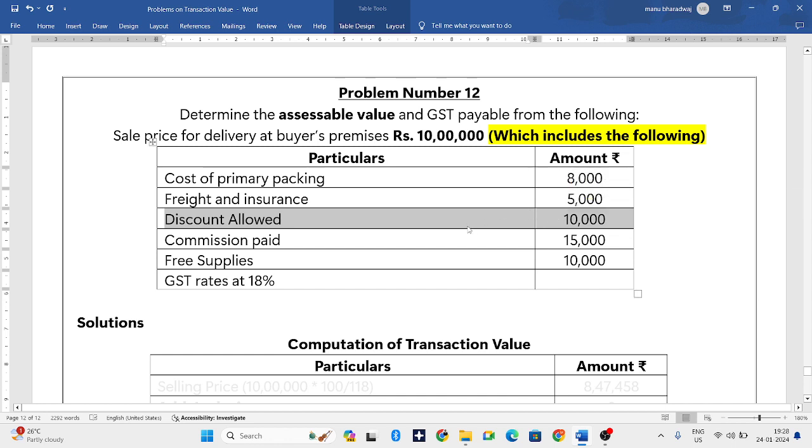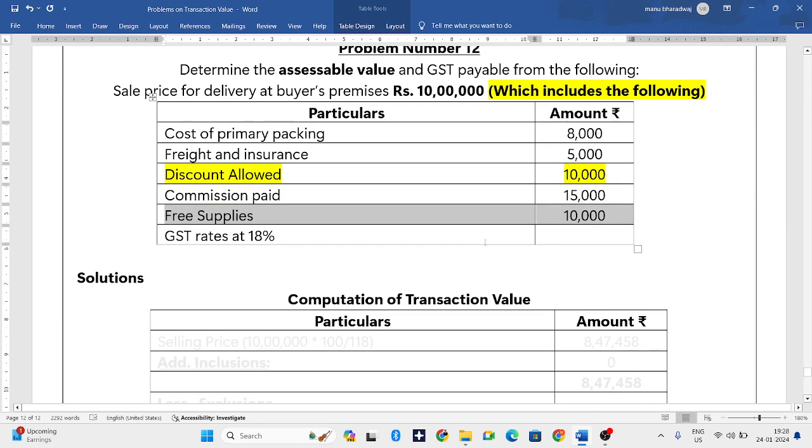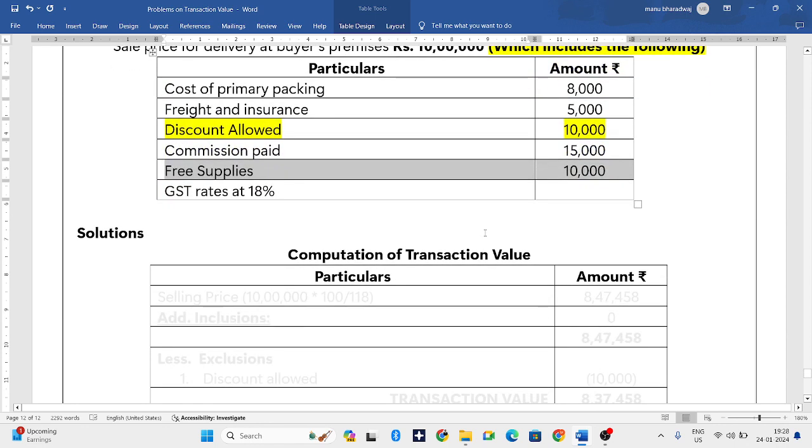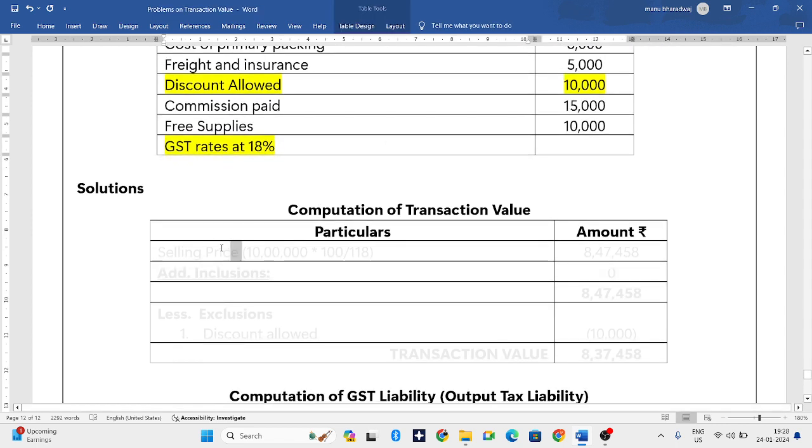Discount allowed. Discount should be given, so consider this particular statement. Next, commission paid. Commission paid, it is already paid, ignore. Free supplies also it is included, so just ignore it. GST rate is also included. So we have to exclude the GST first.